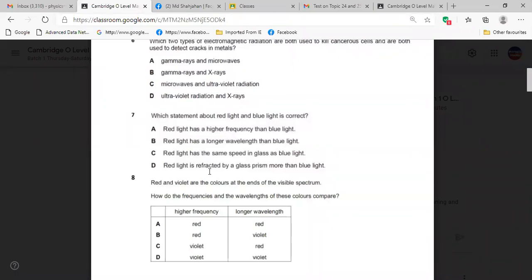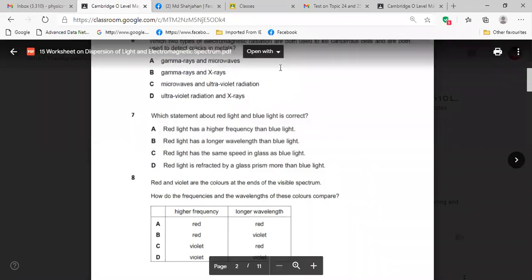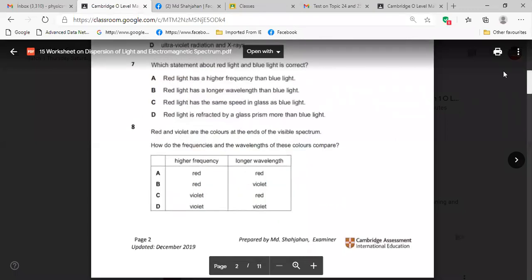Yes, sir. Okay, now Farabi, question 8. Please read. Red and violet are the colors at the ends of the visible spectrum. How do the frequencies and the wavelengths of these colors compare?